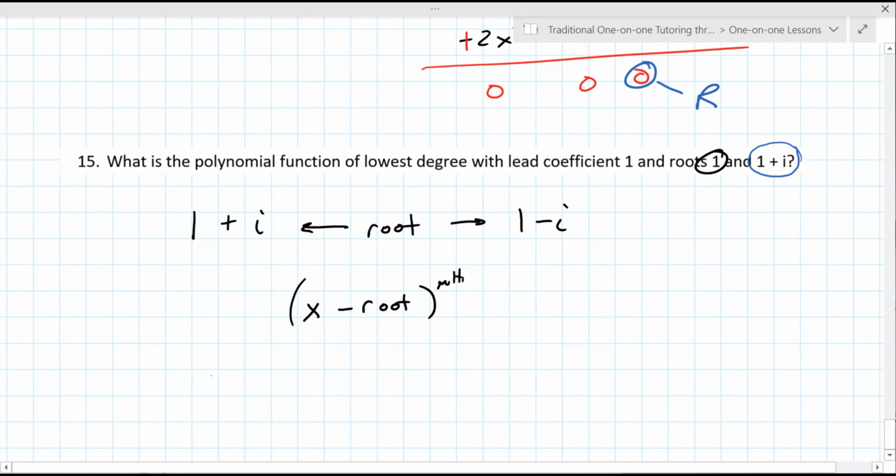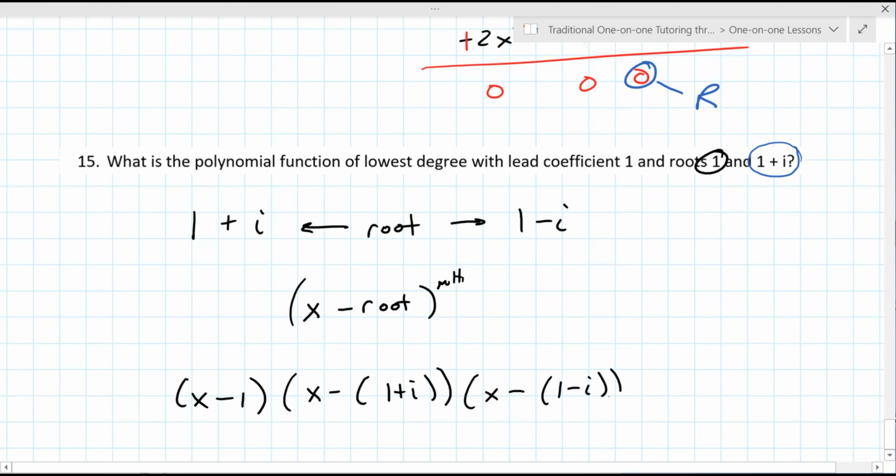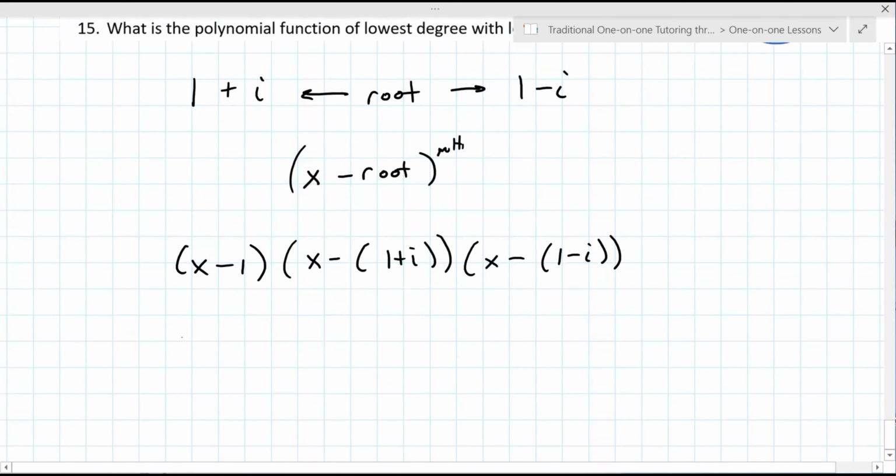For the root of 1, we're going to take care of that one. That's x minus 1. Yay, we got that one. For the next one, it's x minus parentheses 1 plus i. Super, super important. And that takes care of this root here. But then it's x minus 1 minus i. So when you distribute this negative in, you get x minus 1 minus i, x minus 1 plus i. Let me know when you get caught up to this step here.